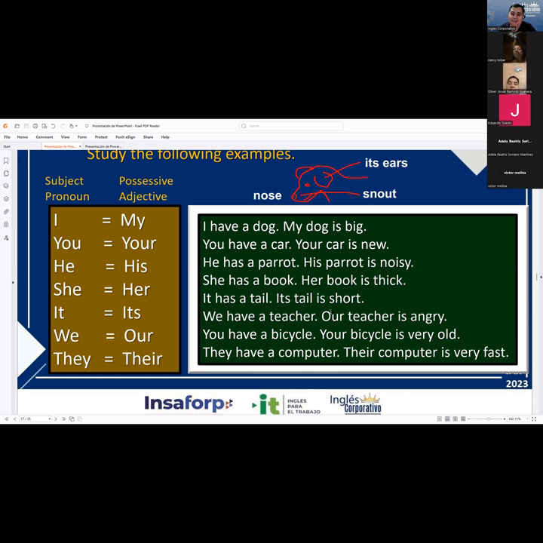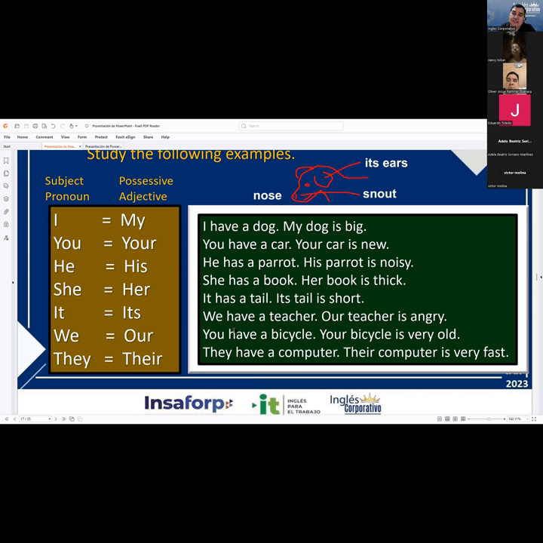It has a tail. Its tail is short. Tiene una colita. Su colita es corta. It has a tail. Its tail is short. The Doberman, the tail, very short. Less affection for the mother-in-law. You understand the mother-in-law? Suegra. Menos afecto para la suegra. So, short tail.